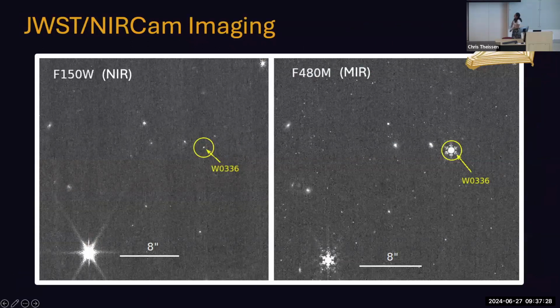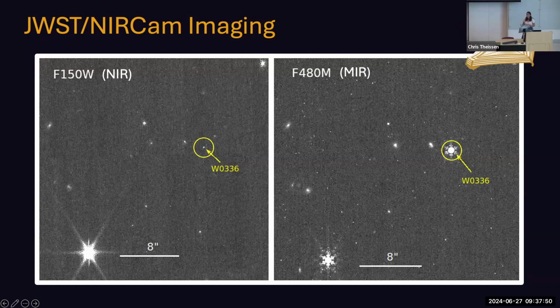So observing strategy is pretty straightforward. We observe all these 20 white dwarfs in 2 different filters with NIRCam. The one on the left, the little white dwarf here is in the yellow circle. The filter on the left is in the near-infrared. The one on the right is in the mid-infrared. Because these objects are so cold, most of the flux comes out in the mid-infrared. So you can see that it's a lot brighter in the right image.